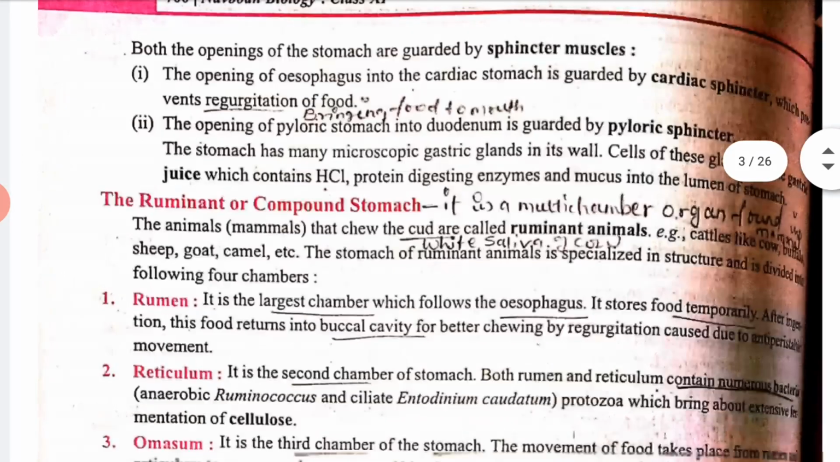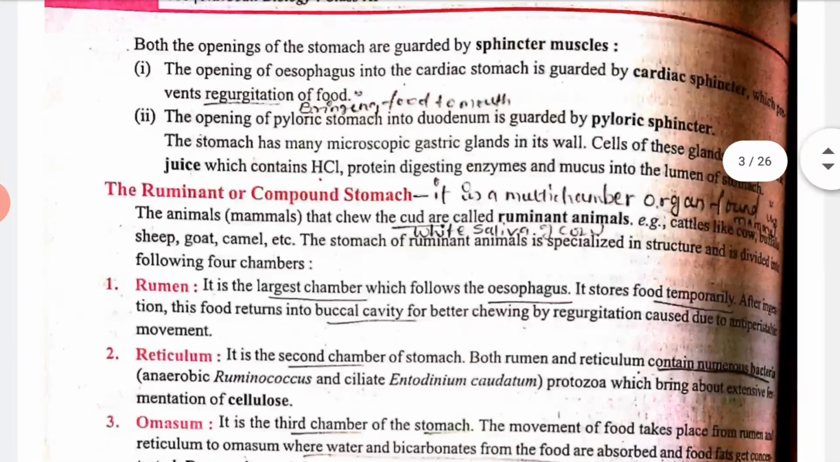Both openings of the stomach are guarded by sphincter muscles. The opening of the esophagus into the cardiac stomach is guarded by the cardiac sphincter, which prevents regurgitation of the food. Regurgitation means bringing food back to the mouth. That is clear? So we have seen the function of the stomach.